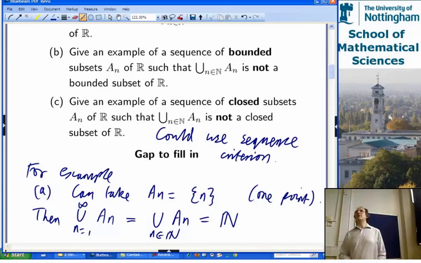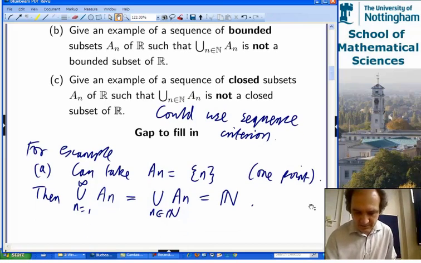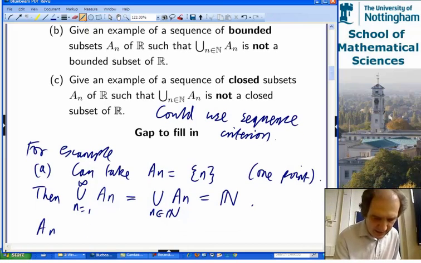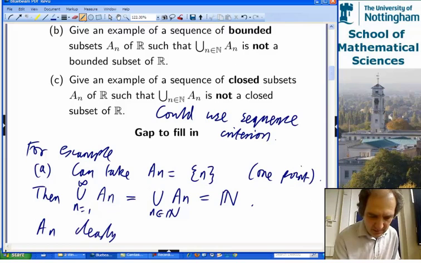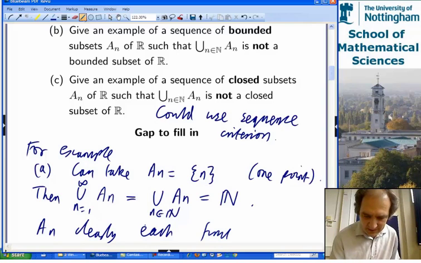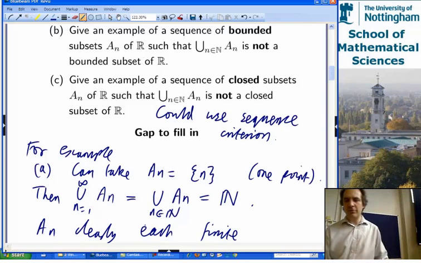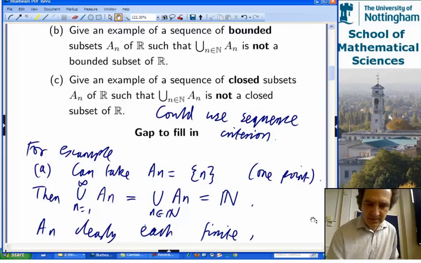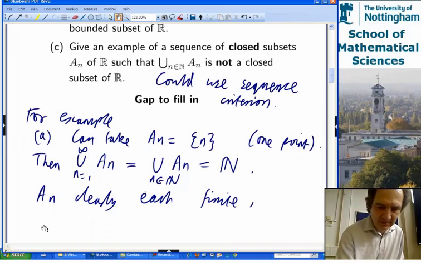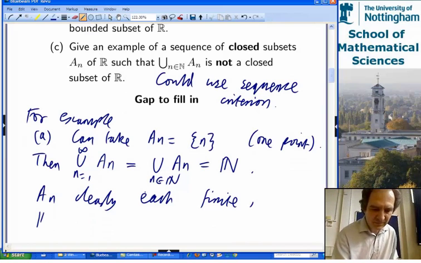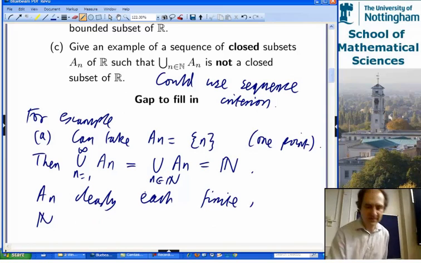This, by the way, is because naught is not a natural number, otherwise you would have had one extra term in your union. But naught is not a natural number in this module. And that's an infinite set. So the A_n are clearly each finite, with one point, but the union of the A_n, which is the natural numbers, is a standard infinite set.